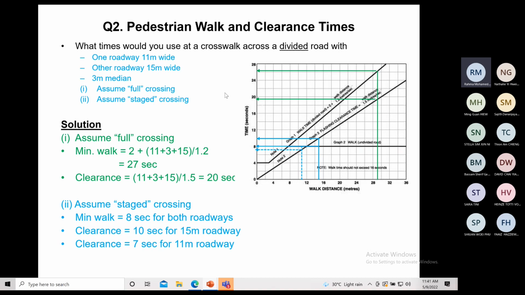So when you cross the 11-meter wide road, your walk time, because now you treat it as undivided since you didn't cross it at once, will be 8 seconds. And for the 15-meter wide, again, you'll have 8 seconds for walk time. Then for clearance time, for the 11-meter wide road it is about 7 seconds, and for the 15-meter roadway it will be around 10 seconds. Then you just add all of these times together, and you get your total time to cross the road.